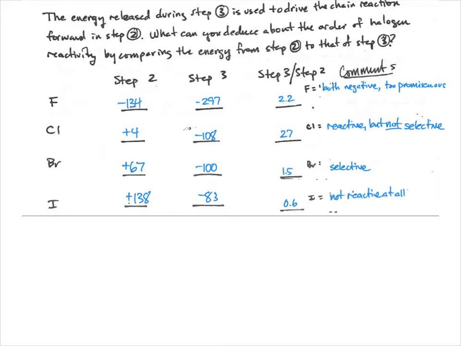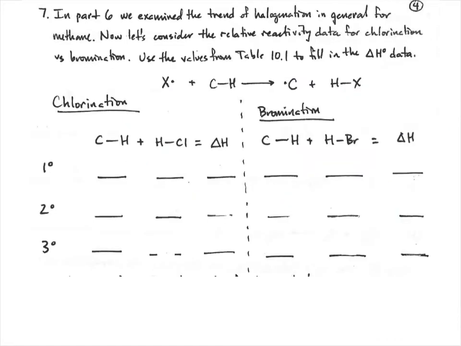So let me go to part 7 now. And so part 7 is where we really put all this together. So in part 6, we examine the trend of halogenation in general for methane. So we're only dealing with methane there. Now what we're going to consider is the relative reactivity data for chlorination versus bromination. So again, we're leaving out fluorine, we're leaving out iodine because fluorine's way too reactive. Iodine's not reactive enough.